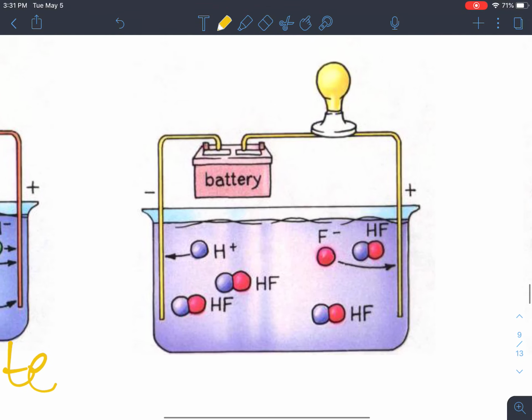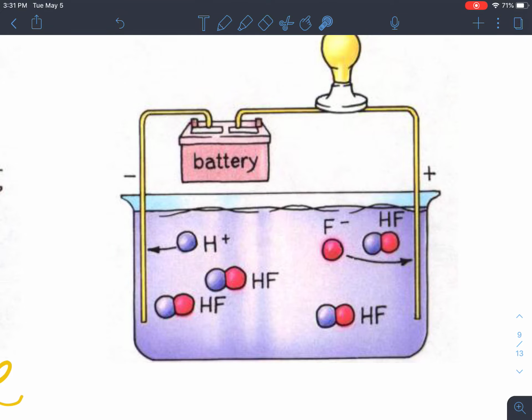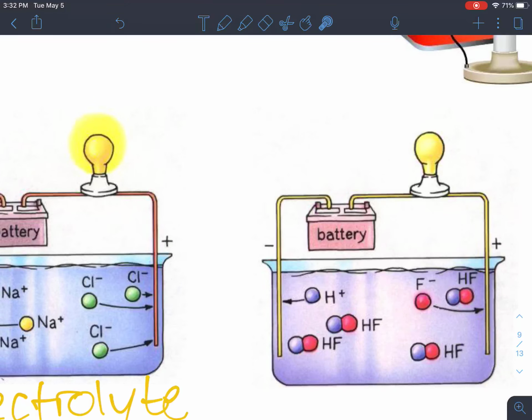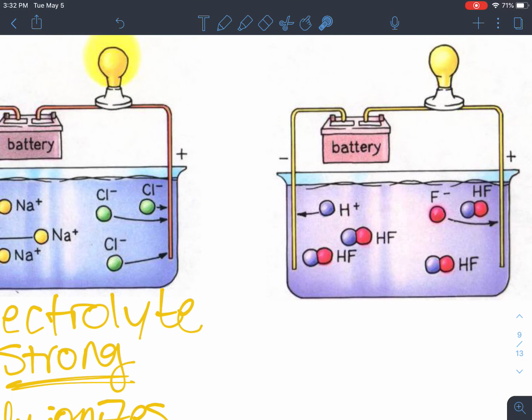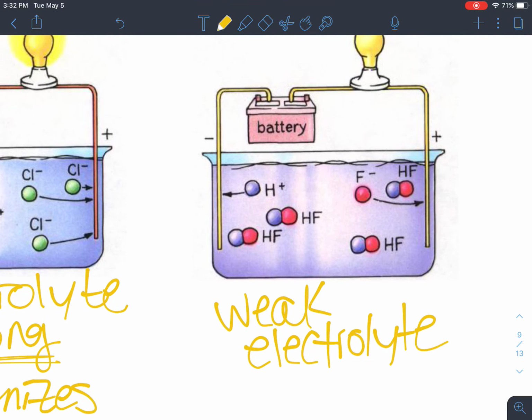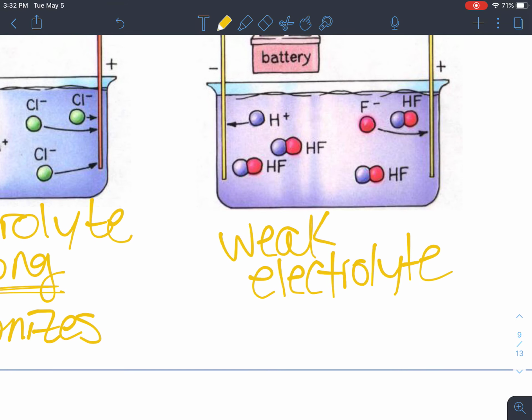Our next one, here we see, oh, this one's an interesting one. We see the light bulb semi-lit. It's not as bright as the previous one. And where the sodium and chlorides were separate, we have the hydrogen and fluorides that are separate, but not all of them are. So we see a weak electrolyte here. And the reason being is that there was only a partial ionization. So this one, partially ionized.